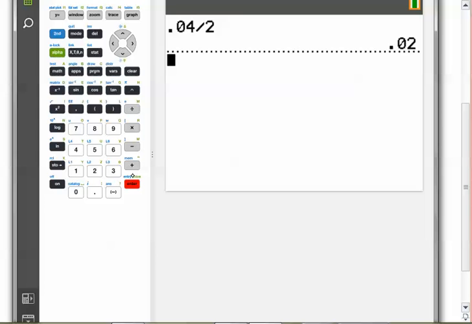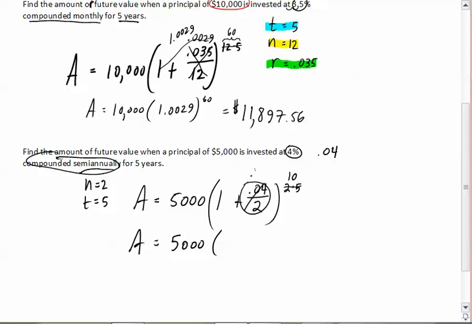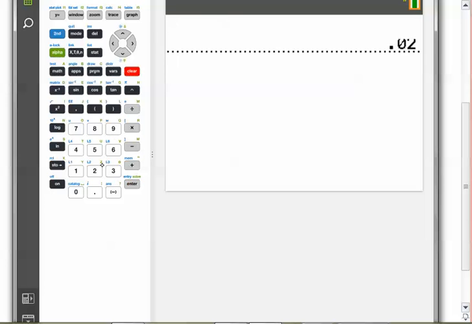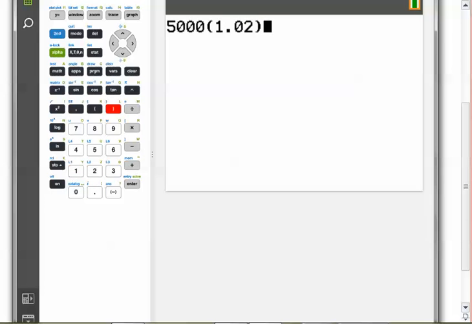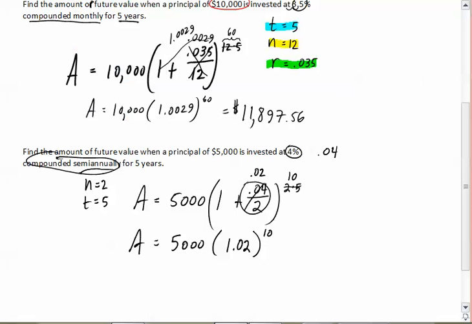Part of the reason that I like to write it as 0.02, so we're going to have 0.02, part of the reason I like to write it out is because I can pretty much ensure that I won't make a careless mistake because I can look over my information. Now I'm ready to put that into the calculator, and here we go. 5,000 times 1.02 raised to the 10th power. And there it is. 6,094.97.